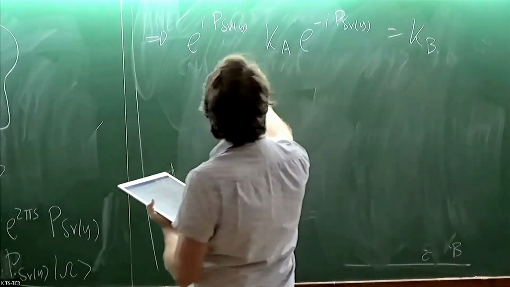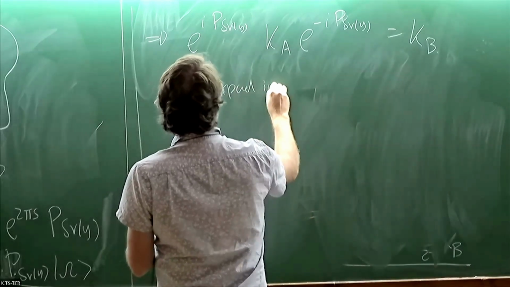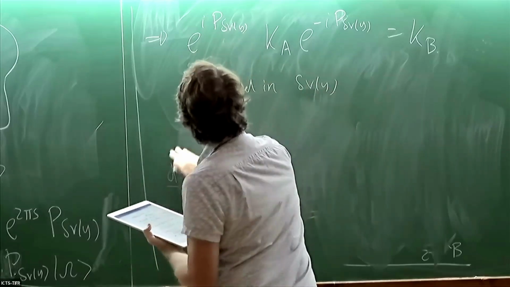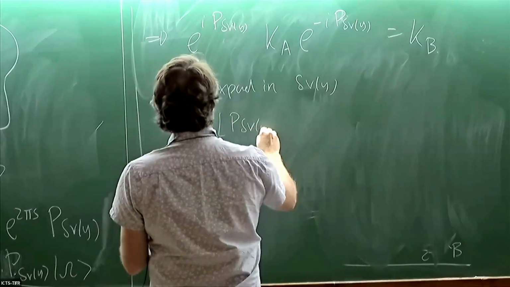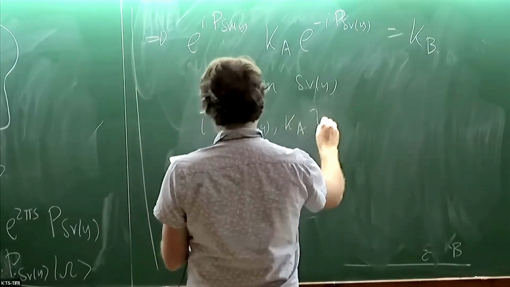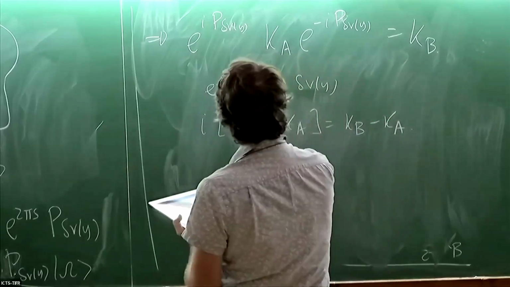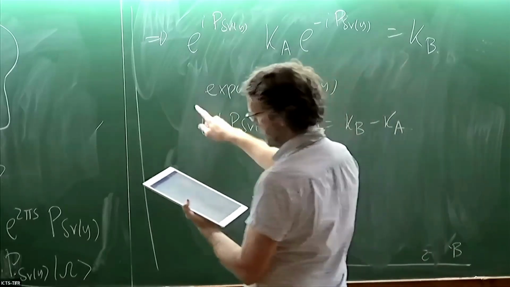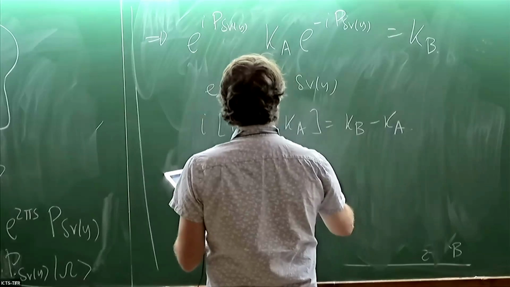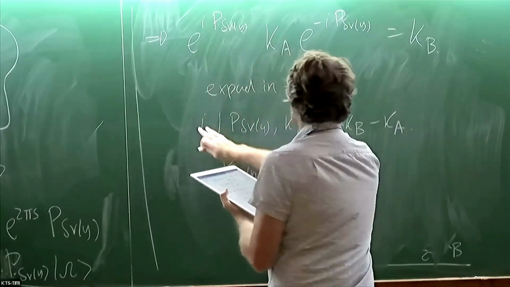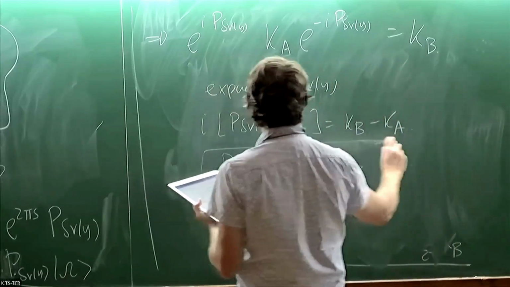Okay, and so now all we have to do is expand linearly in delta V, so we just get I times the commutator of delta V y with Ka is equal to Kb minus Ka. Ka is just a boost, so we know how it acts on P delta V. You just get another factor of I, and you get P delta V of y is just Ka minus Kb, which is positive. Okay, so that's the proof.